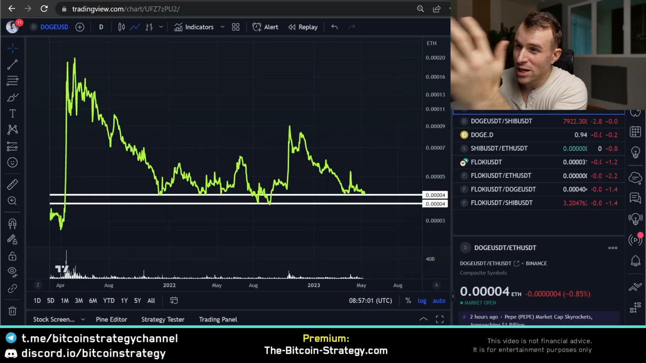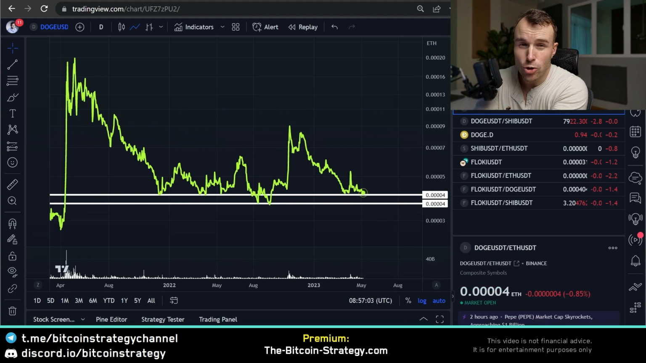Nobody is paying attention one more time. Nobody's looking at this chart, the Dogecoin chart relative to Ethereum. Now, why do you want to look at that? Because the relative valuation chart to Ethereum brings very nice bottoms and tops in general for crypto.